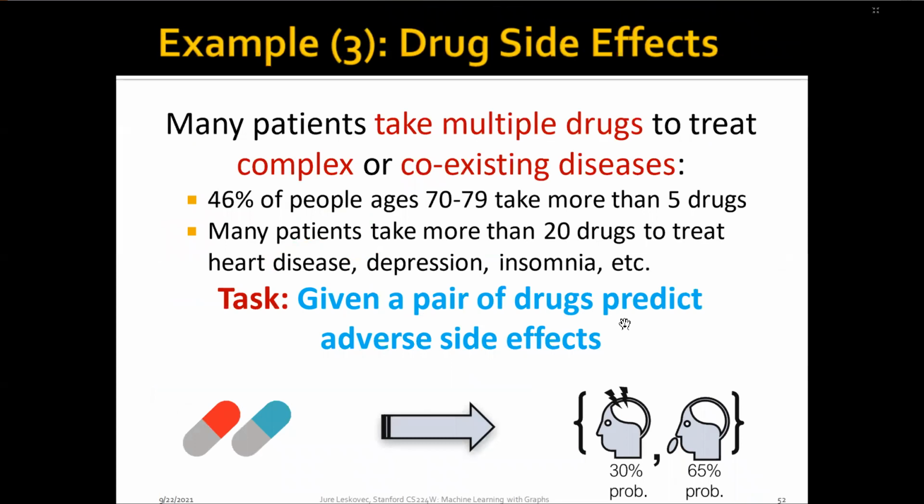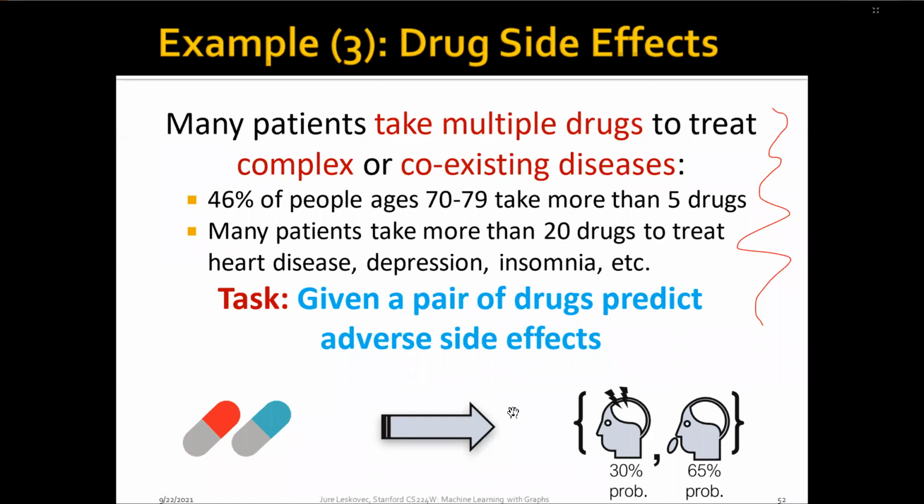Okay, and then the third example they talk about is the edge-based task, which is to predict drug side effects. There are many patients who take multiple drugs to treat coexisting diseases. Around 46% of people above the age of 70 usually take more than 5 drugs. And they want to predict, given a pair of drugs, can we predict their adverse side effects?